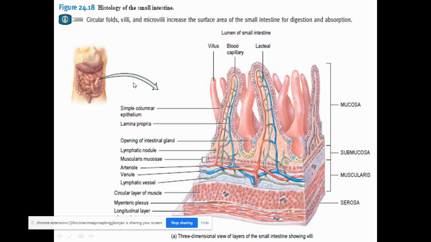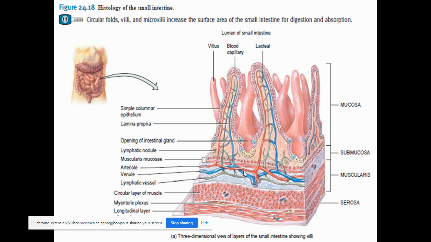So what is a villi? Villi is a small finger-like projection or hair. It is a hair-like projection which is present in the mucosa and extends into the submucosa. You can see from the picture, it is present in the mucosa region and it also extends down into the submucosa region. So what is the size? It is around 0.5 to 1 millimeter in length, and around 20 to 40 villi are present in 1 square millimeter.